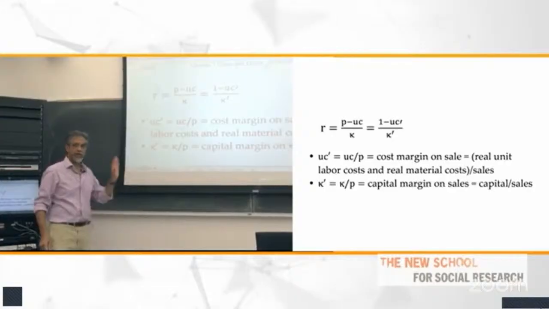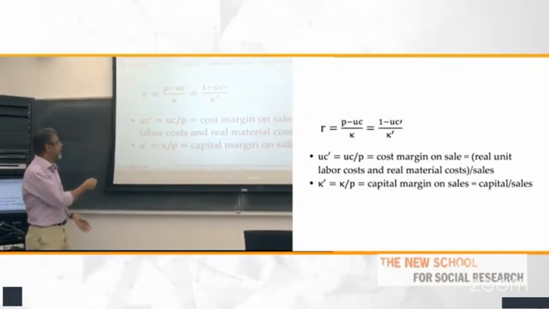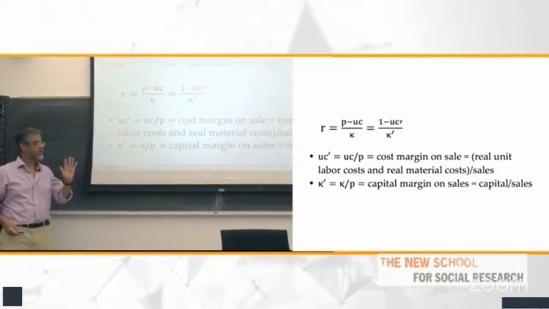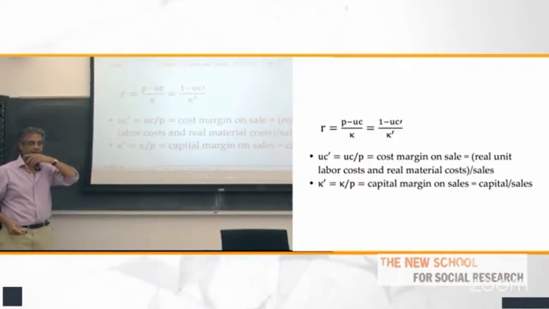That's just straightforward. Price minus cost is a profit margin. Capital stock per unit output is a capital intensity. We did this before, right up there. Okay? Everybody with me?